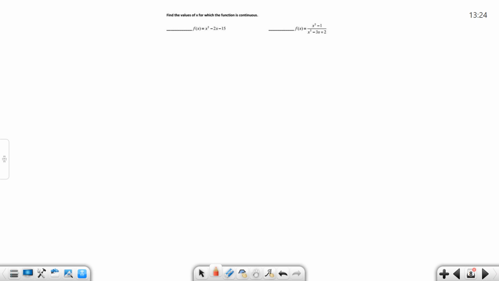What I notice about this first one is it's a polynomial. A polynomial is continuous everywhere. So your answer is just everywhere. And the way that we write that in interval notation is we say negative infinity to infinity.